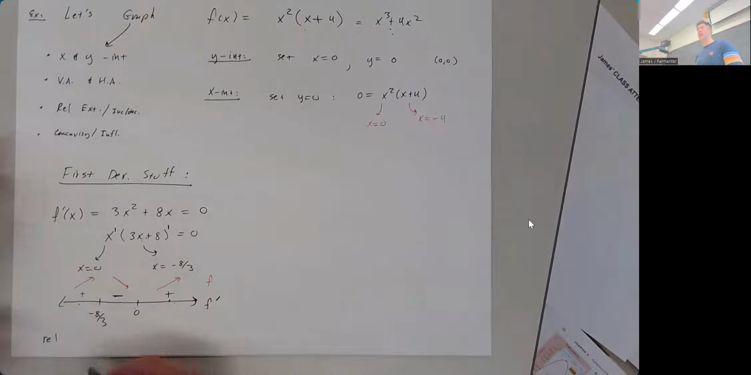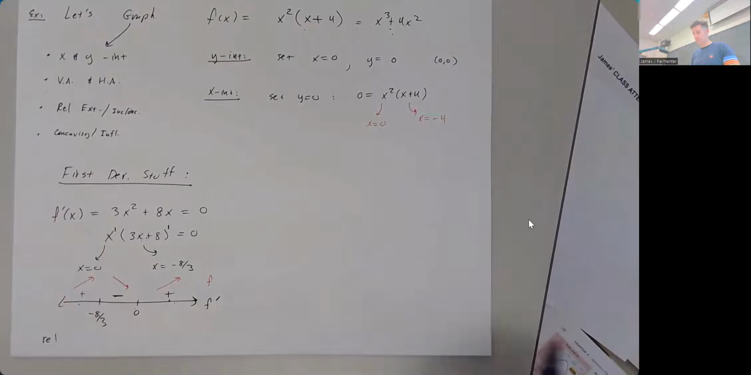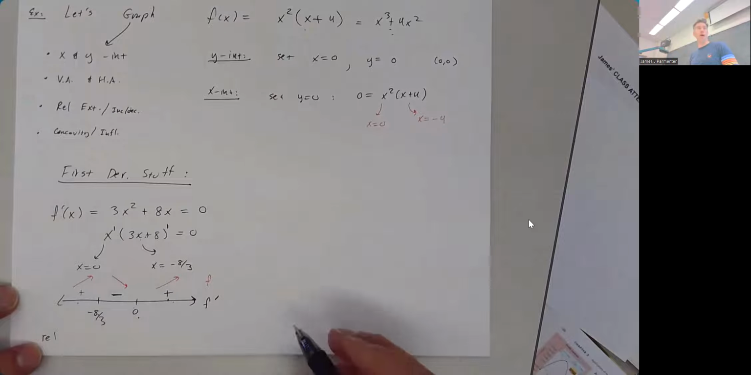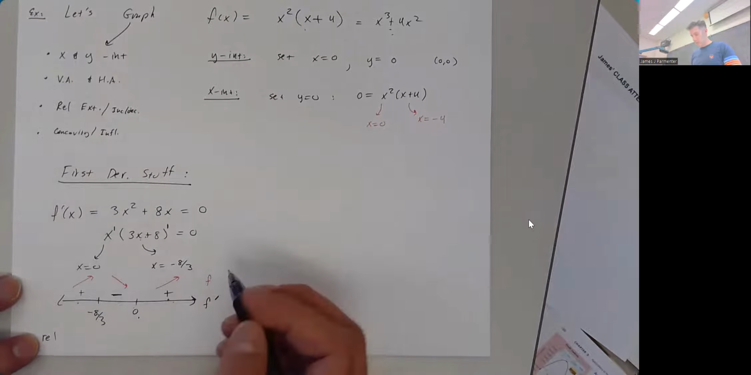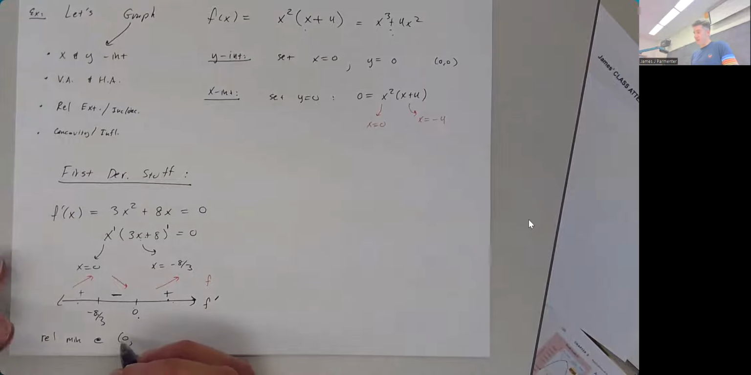relative. Okay, at 0, do we have a relative maximum or relative minimum? Right there, is this a bottom or a top? The bottom, right? You're bottoming out there. You're going down, down, down, down, down, and then up, up, up, up, up. So we have a relative minimum at x equals 0. And we already know what the y value is. If x is 0, y is also 0.